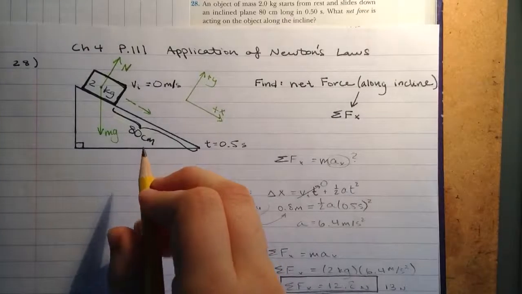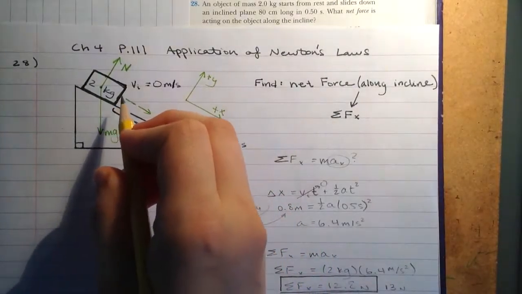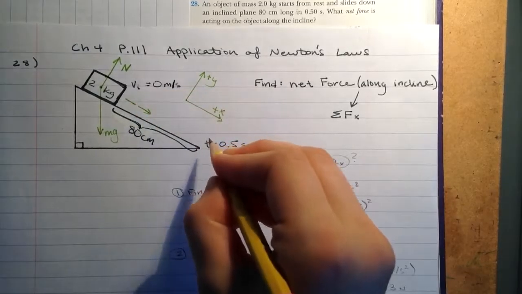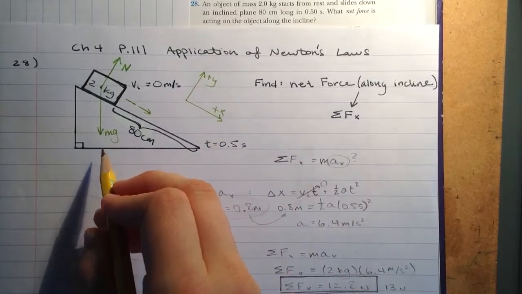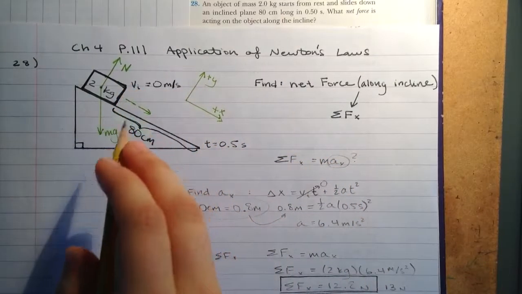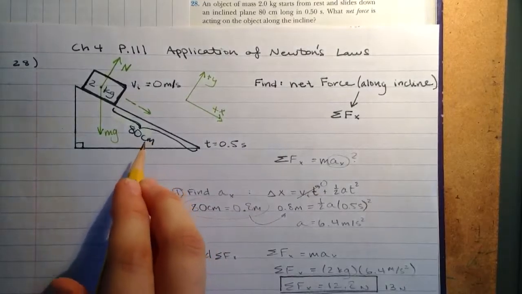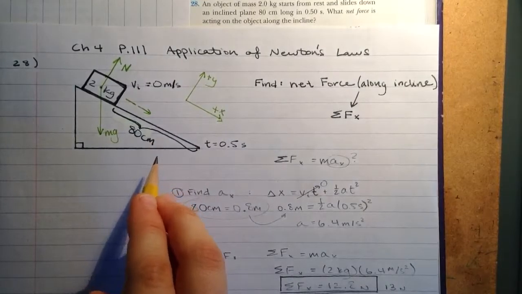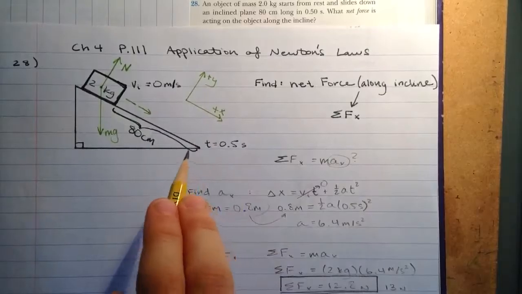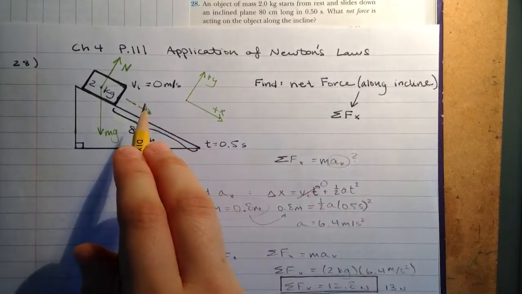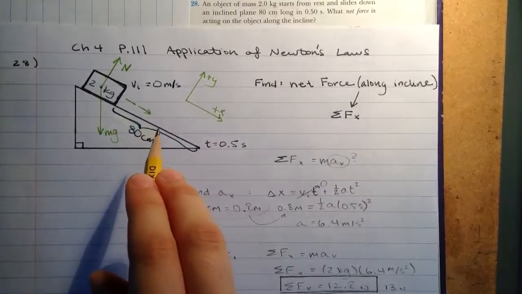So here's my diagram. Here's our 2 kilogram object moving in this direction. This is the force of gravity. This is the normal force. And we're given that the incline is 80 centimeters long. The time it takes is 0.5 seconds, and that the initial velocity is 0 because it starts from rest.